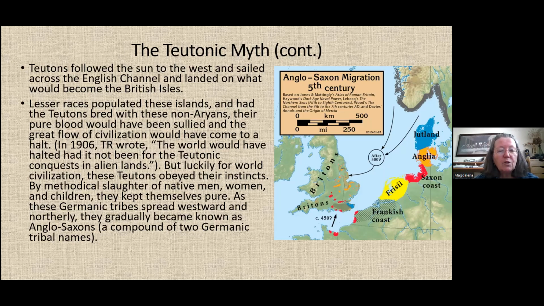As these Germanic tribes spread westward and northerly, they gradually became known as Anglo-Saxons, a compound of two Germanic tribal names.